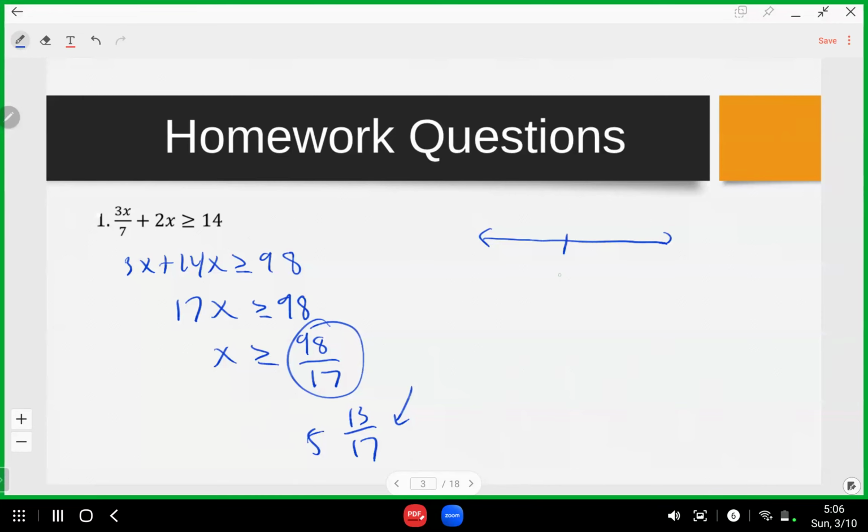Yes. So this is good. This is a review of what we did last time. So a square bracket, and it goes right to infinity. Okay, very good. Let's go next.